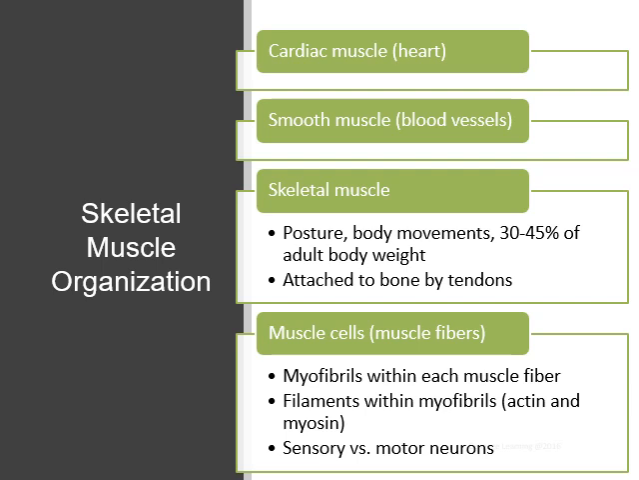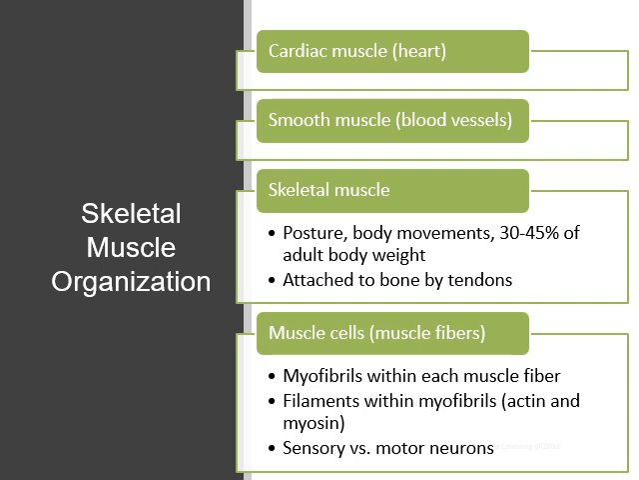In all, there are 3 types of muscles to be found in the human body. They include smooth muscle, cardiac muscle, and skeletal muscle. Skeletal muscle can make up 30 to 45% of adult body weight and is responsible for our posture and body movements. Regular physical activity can strengthen your skeletal muscle system.